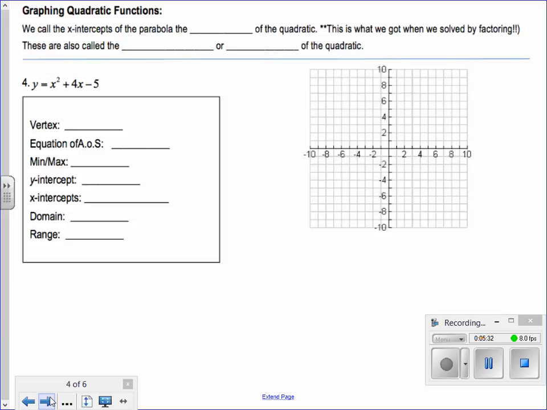All right, graphing quadratic functions. When we graph a quadratic function, a big thing that we're looking for are the x-intercepts of the parabola. Those are the solutions to the quadratics. That's exactly what we were doing in the last lesson when we solved by factoring. We were trying to find the solutions. Well, those solutions on the graph just happen to be the x-intercepts.